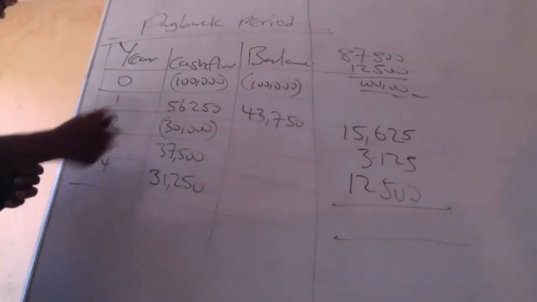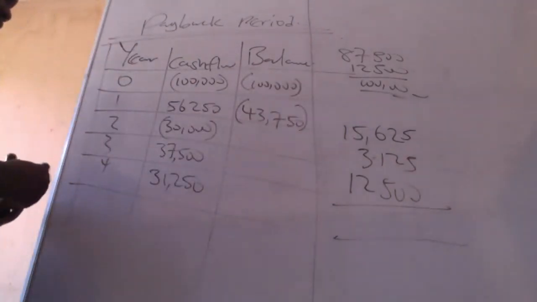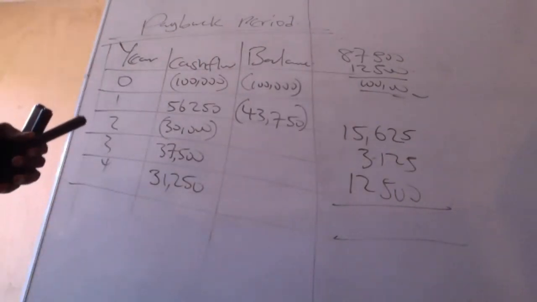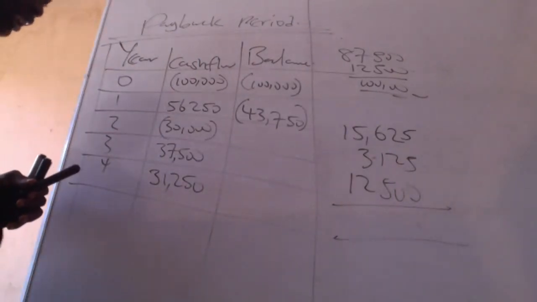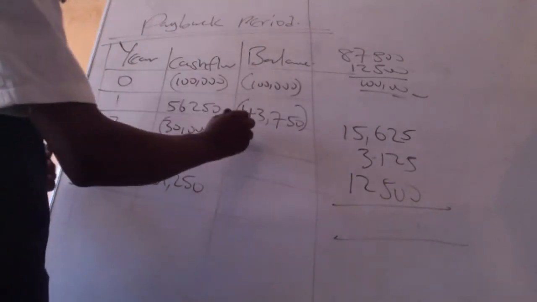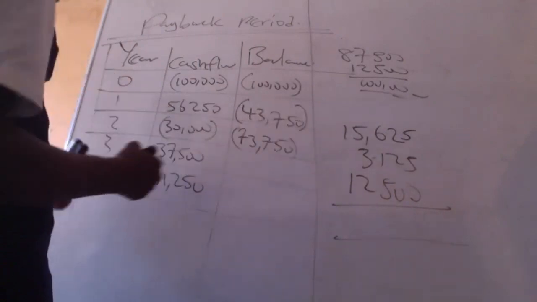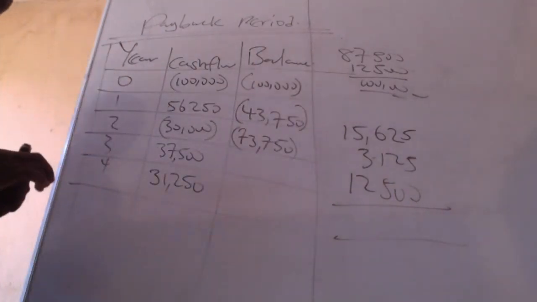When it comes here, the cash flow was negative, so it will double up. So just add them. Plus 30,000, making 73,750.